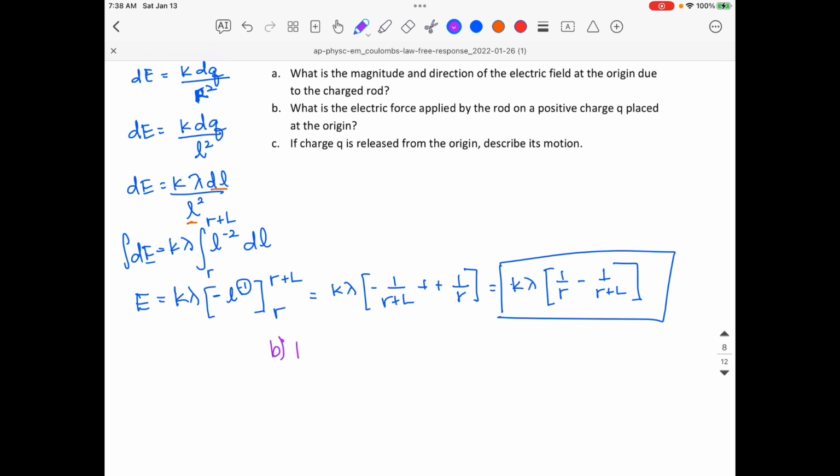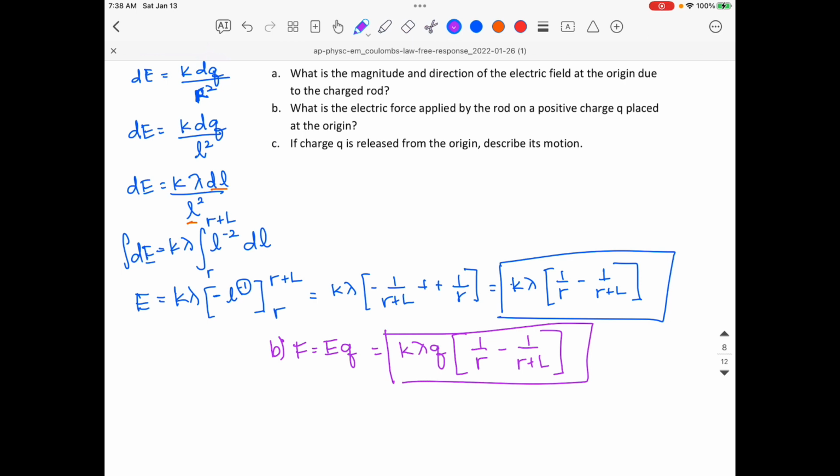This is part B, which is equal to electric field times the positive charge. And we know the electric field is K lambda times 1 over R minus 1 over R plus L. And then we're going to multiply that by Q. So I'm going to multiply the Q first and then plug in the rest of the expression. So this is going to be the electric force. That is pretty simple.